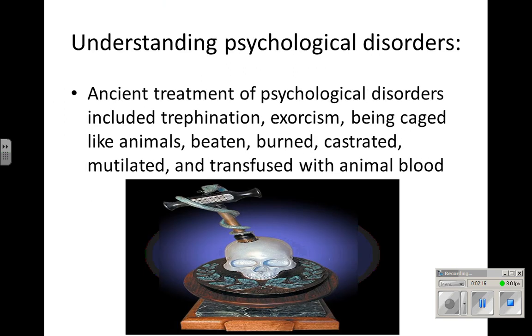All right, to understand psychological disorders, we do have to understand a little bit of the history behind it, and we will get more into this as well as the 4 Ds in class, like really in depth. I just want you to know the basics. Ancient treatment for psychological disorders way back in the day included trephination, exorcism, being caged like animals, beaten, burned, castrated, mutilated, and even transfused with animal blood to try and rid these like demonic possessions.